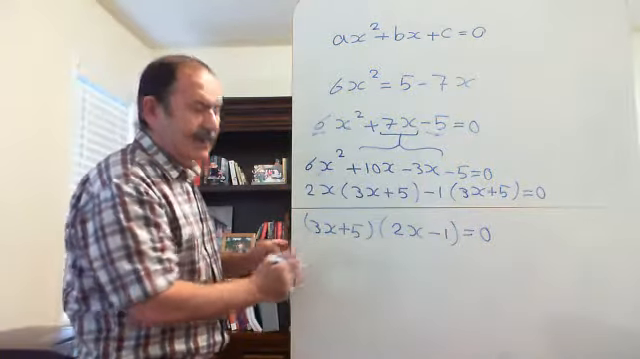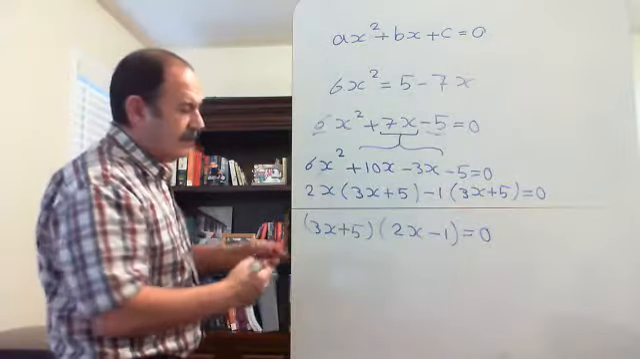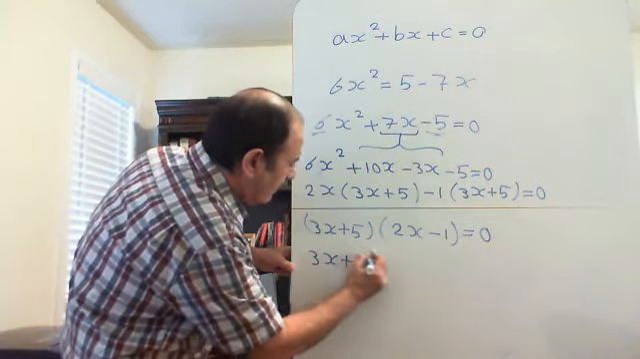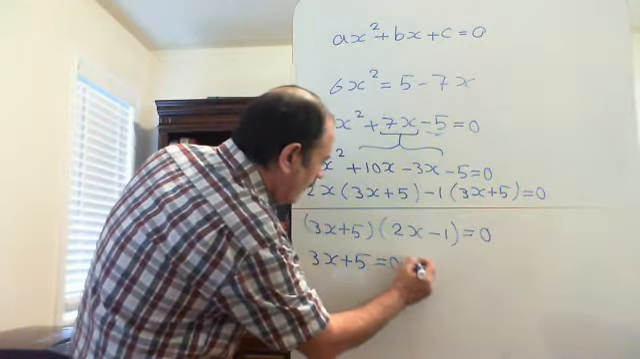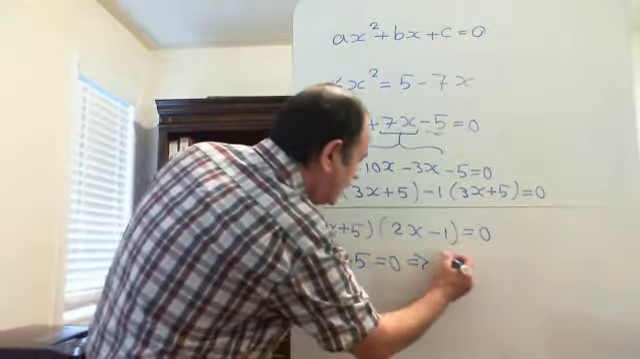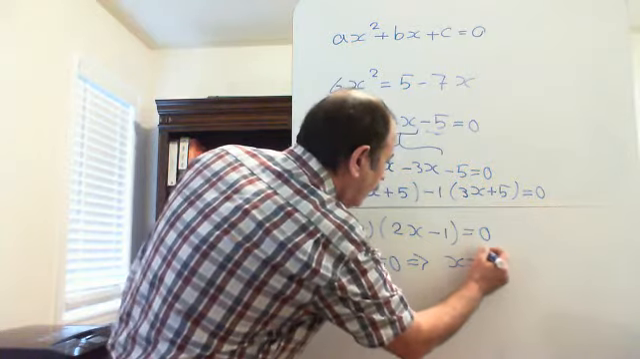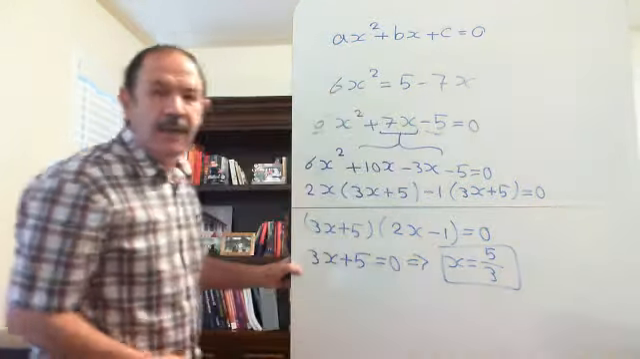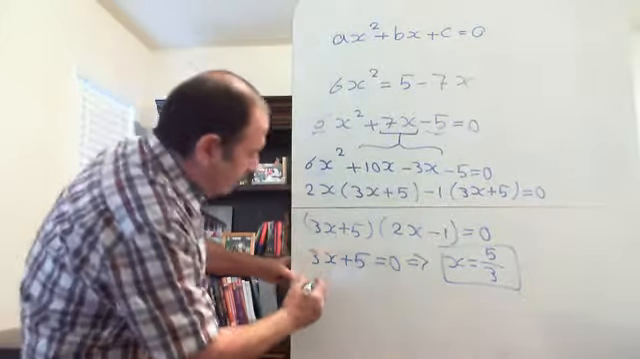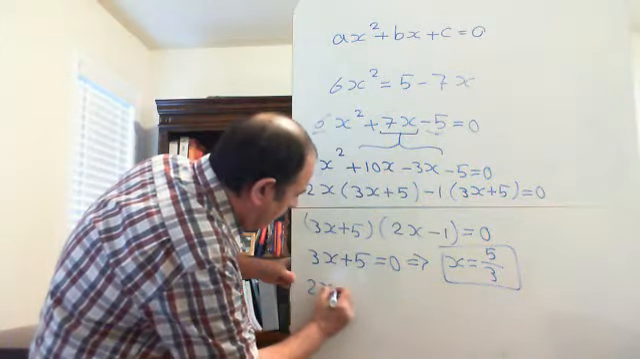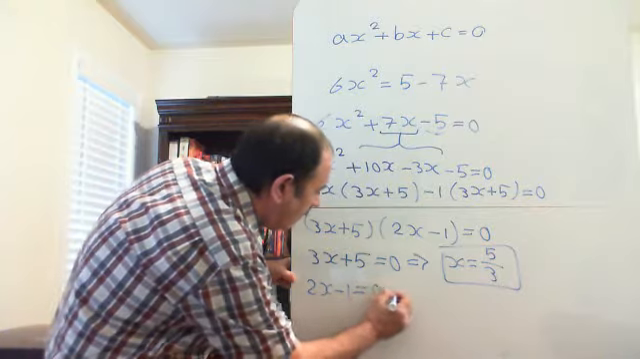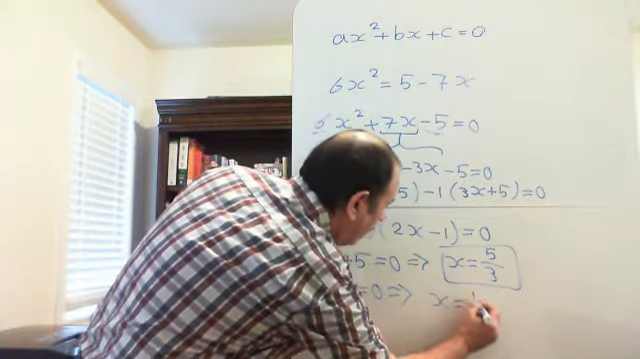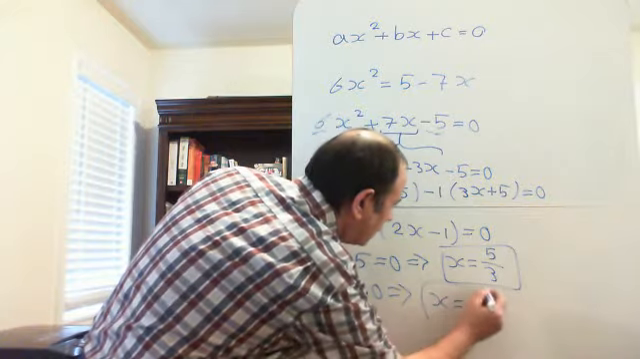Each of the brackets, I put equal to 0 and solve it. 3x plus 5 is going to be 0. Then what's the answer? X is equal to 5 over 3. This is one answer. The other answer, 2x minus 1 equal to 0. Then the answer is going to be x is equal to 1 over 2. This is the other answer.